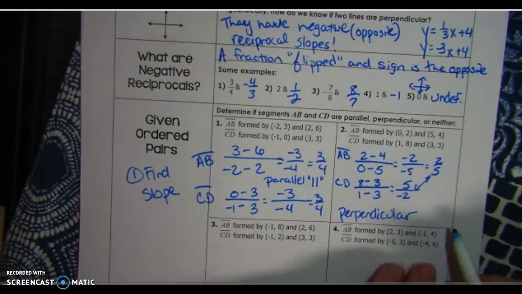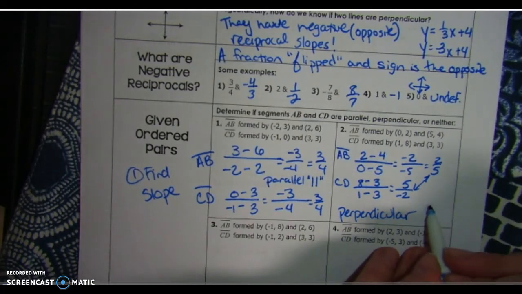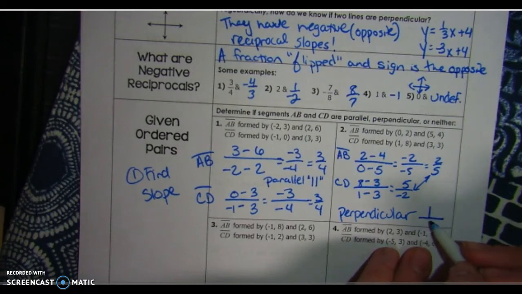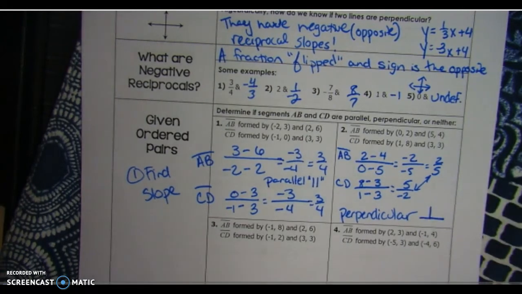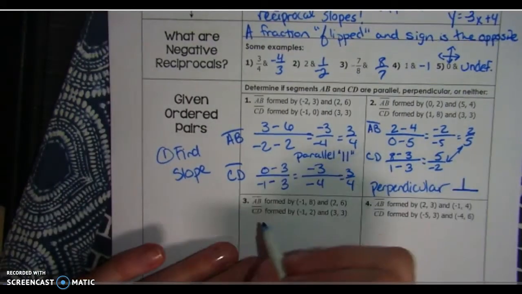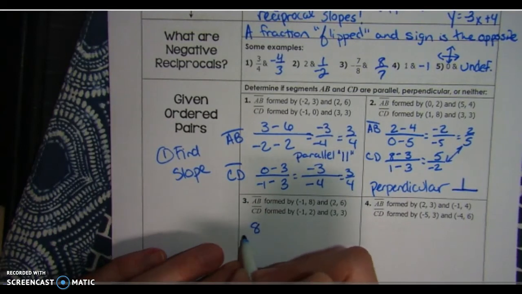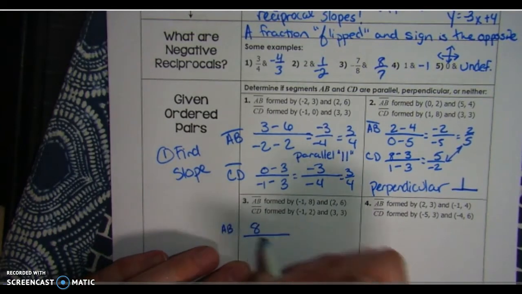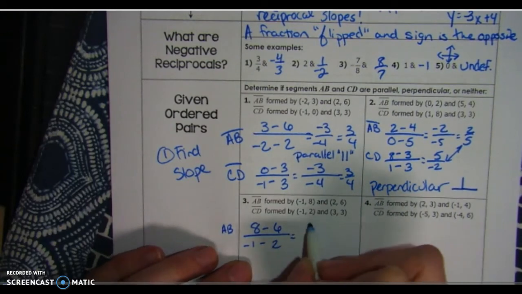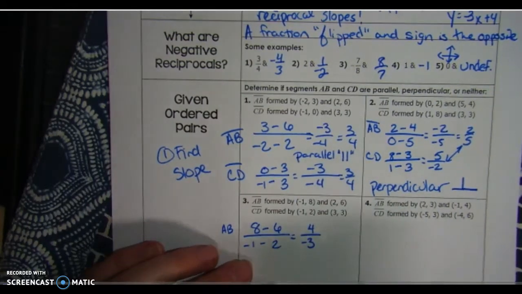And if you want to do the abbreviation for perpendicular, it's a straight perpendicular symbol. And for 0 slope and undefined slope, you can use those symbols. All right, for 3, we're going to do 8. This is AB, -1 minus 6 over 2, and we're going to get 4 over -3.